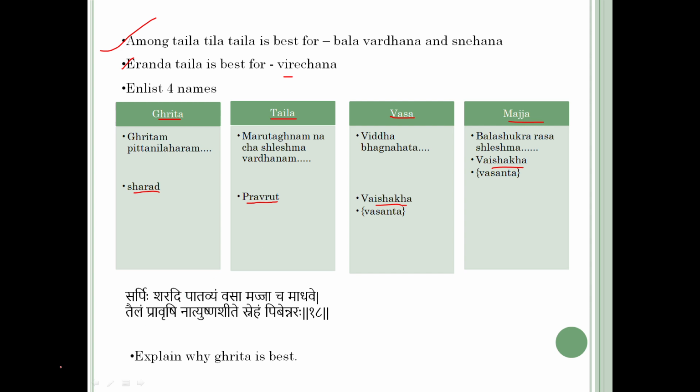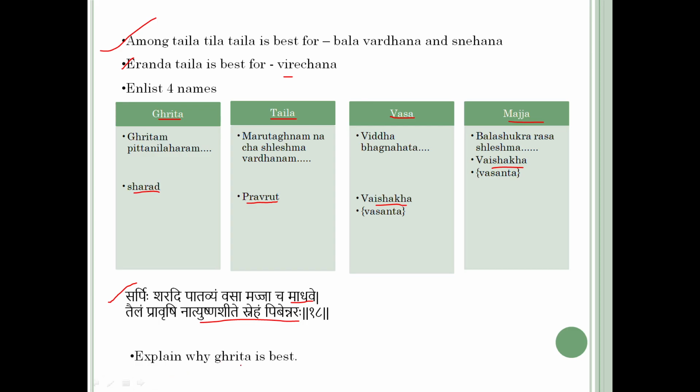So this is the shloka. If you want, you can also learn this shloka by heart. That is Sarpi Sharadi Patavyam Vasa Majja Cha Madhave. Madhava means the Vaishakha. Okay, Tailam Pravrushi Natyushna Shite Sneham Pibenaraha. So here Natyushna Shite Sneham Pibenaraha means that in Ati Ushna Kala or in Ati Shita Kala, Sneha should not be taken. If there is a very hot season or very cold season, you should not take any Sneha. Snehapana should not be done.